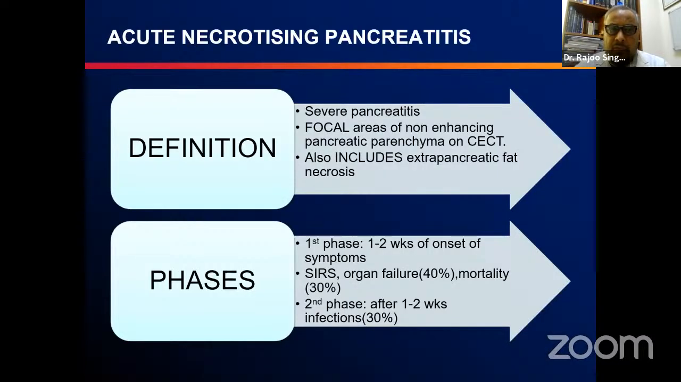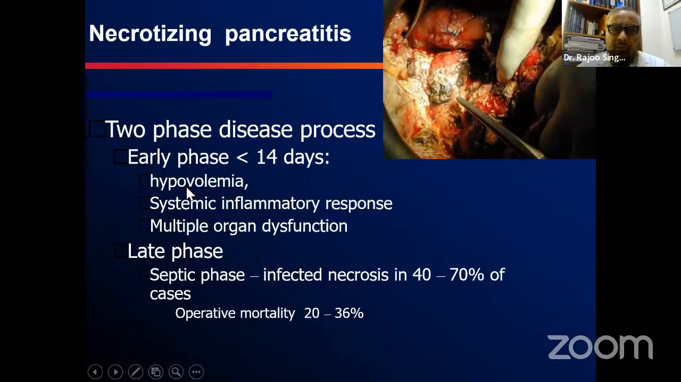We will now go into the definition of acute necrotizing pancreatitis. It is a severe pancreatitis where you have focal areas of non-enhancing pancreatic parenchyma on the CECT, and it has two phases. The first phase is the onset of symptoms, and the second phase is where you get infections. Necrotizing pancreatitis is a two-phase disease: the early phase is less than 14 days, and the late phase is more than 14 days, where you have the septic phase and you get into problems.